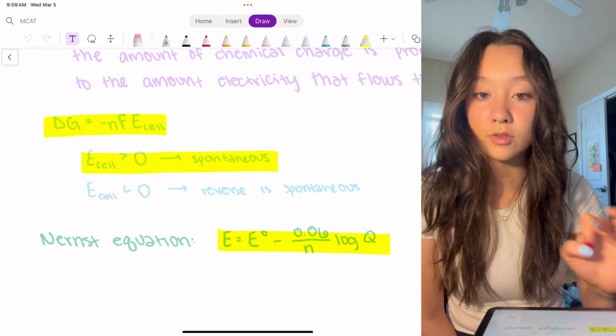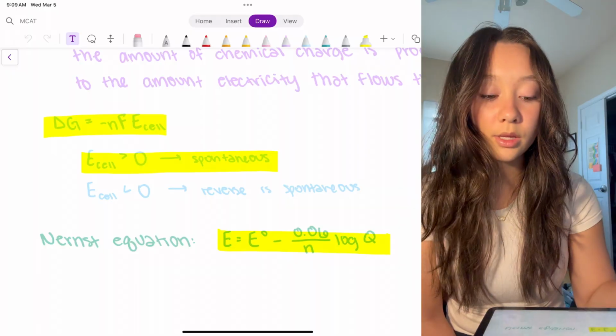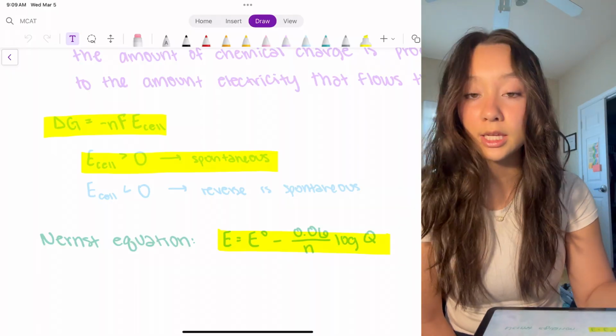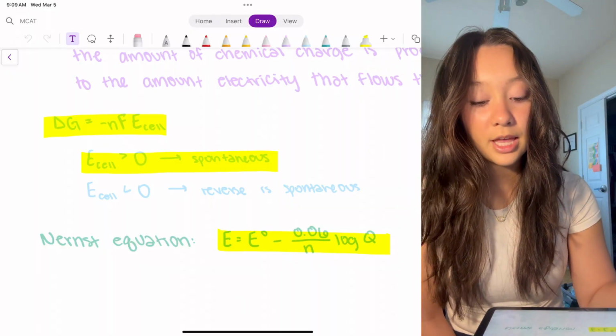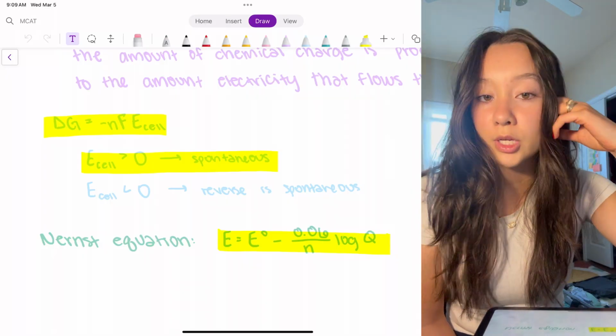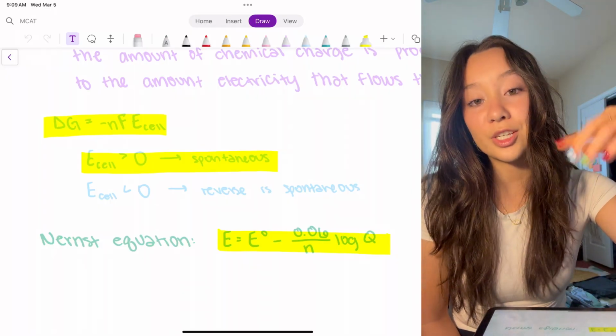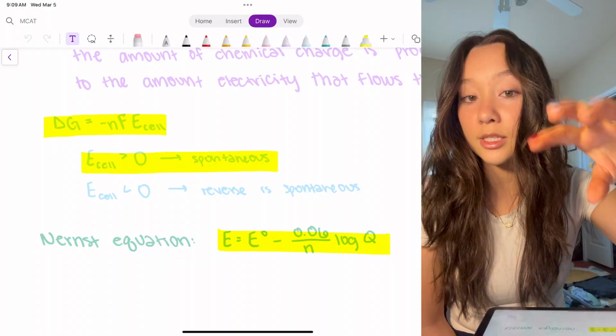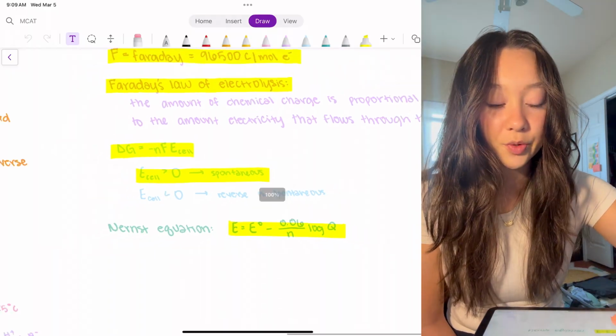So if we have a galvanic cell or something and we want to make a spontaneous reaction, we need to make sure that E cell is always going to be positive. And this is tricky because if you remember, Gibbs free energy is negative if we want it to be spontaneous, but this is different. And then the Nernst equation.